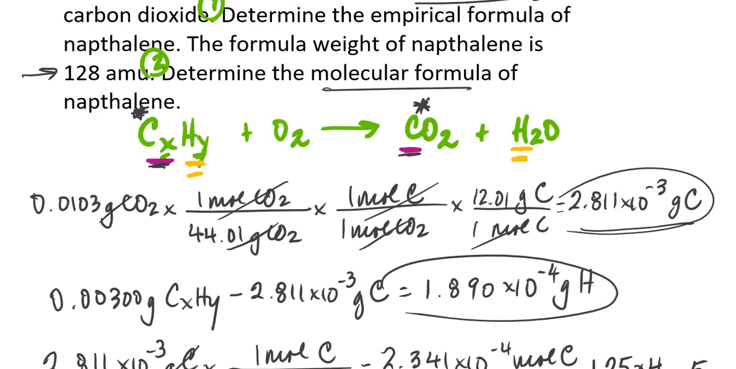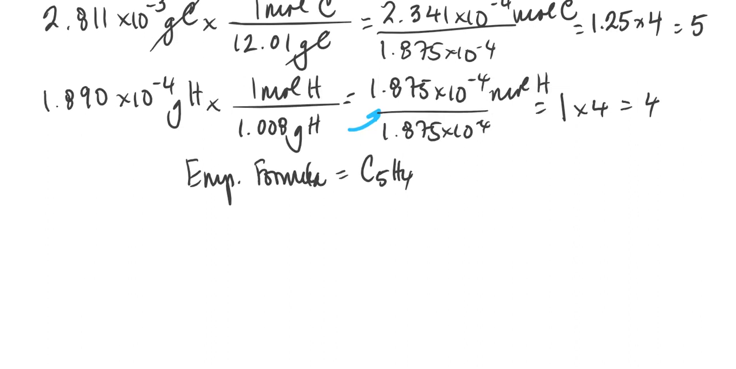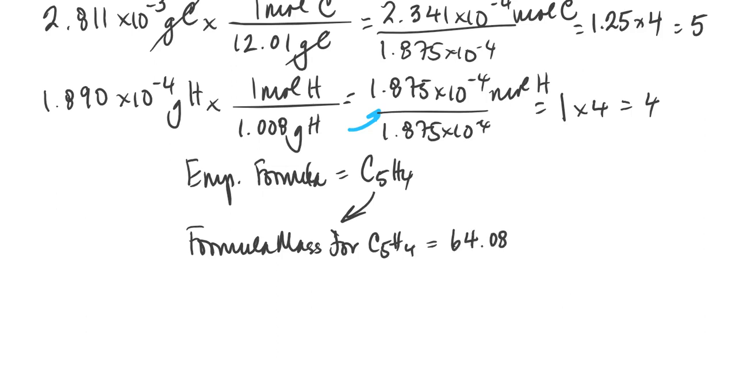Now, if you recall, we were also told that the formula weight for naphthalene is 128 AMU, so they want us to find the molecular formula. So let's review how to find a molecular formula. All right, I'm going to find the formula mass for C5H4. Okay, now again, 5 times 12.01 grams per mole of carbon, or I should say AMU of carbon, times 4 times 1.008 AMU for hydrogen. That's going to come out to 64.082 AMU. I'll leave that for you guys to verify.